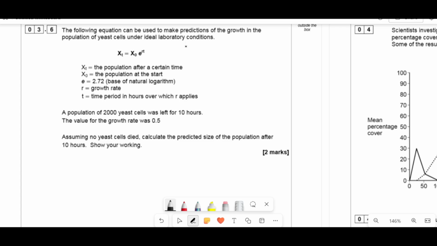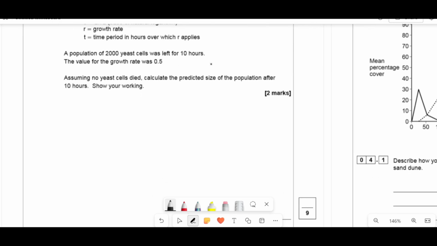Now it says the following equation can be used to make predictions of the growth of the population using these ideal laboratory conditions. So xt is the population after a certain time, x0 is the population at the start, e is 2.72, and then r is the growth rate, and t is the time period at which this applies. So a population of 2,000 was left for 10 hours. The value of the growth rate was this. Assuming no yeast died, calculate the predicted size after 10 hours.